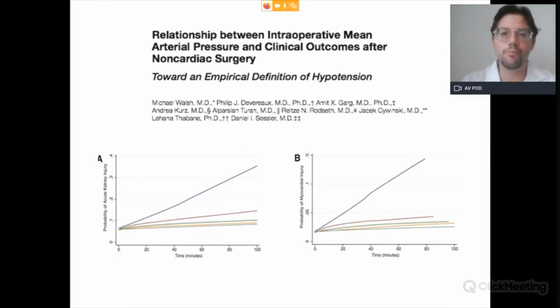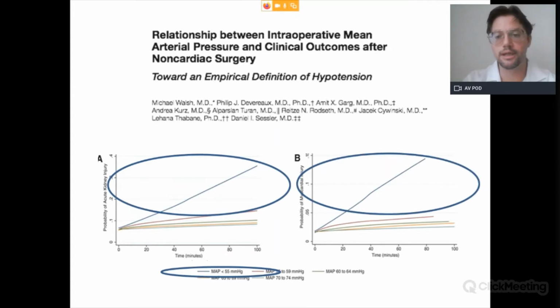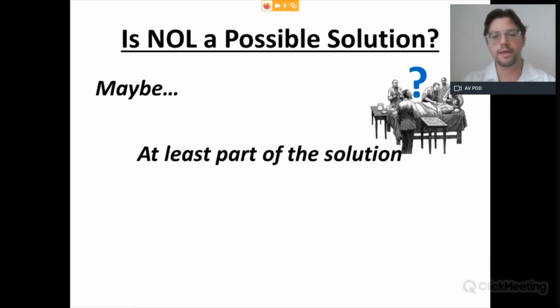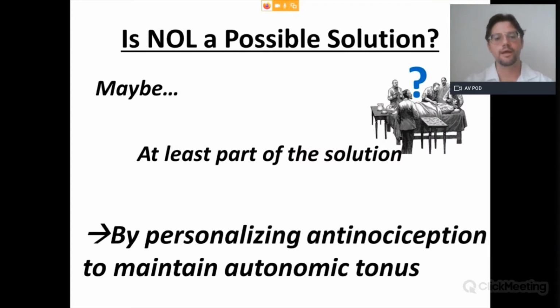Now, this is just one of the many studies that have investigated hypotension in the perioperative period, and they show clearly that for both acute kidney injury and myocardial injury, the deeper the hypotension and the longer it is, the greater the risk of developing these complications, both of which have been associated with increased mortality. Now, is NOL a possible solution to this problem? Well, maybe, at least part of the solution, if we personalize anti-nociception and maintain autonomic tonus.